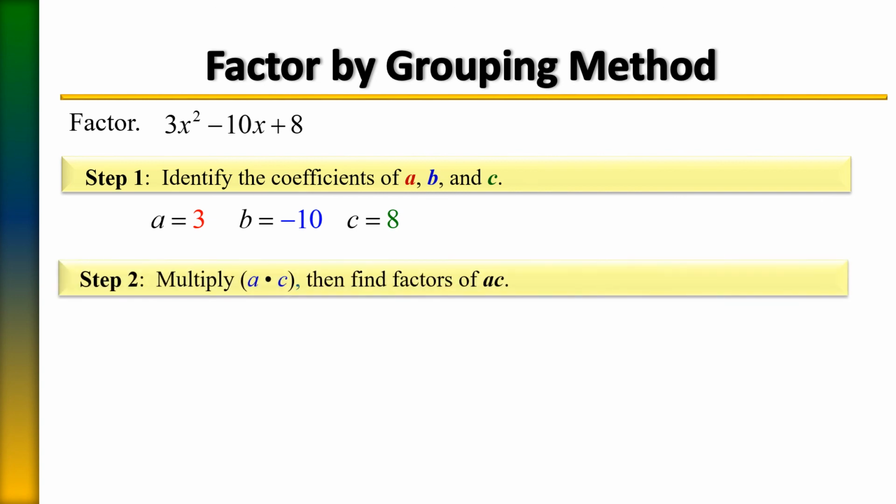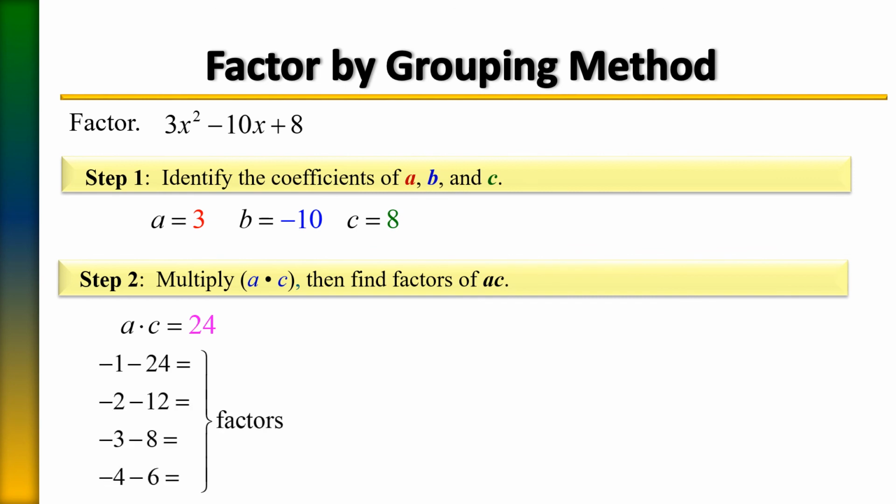So when we multiply 3 times 8, we get 24. The next thing you want to do is find all the factors of 24. In other words, the two numbers that when you multiply them together give you 24. Now we already know from the trinomials sign rule that our signs are going to be two negatives. So I'm going to go ahead and write all the possibilities with both numbers being negative.